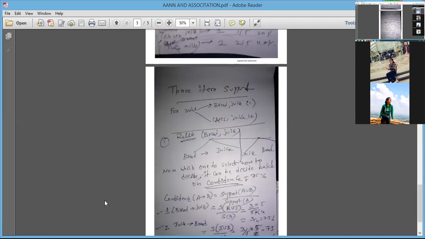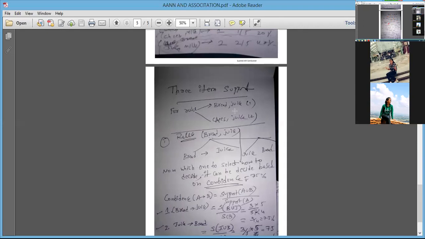Now let us find out the 3-item support. Out of which, we have bread, juice, cheese, juice, nothing left. Again, confidence 1, confidence 2, C1 and C2. That's it. We don't have any rest of the items. This has not appeared more than once.